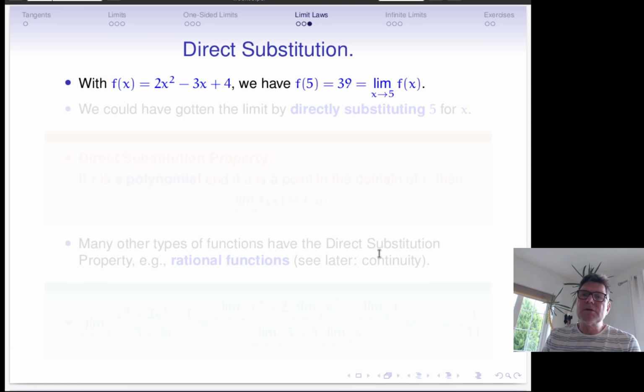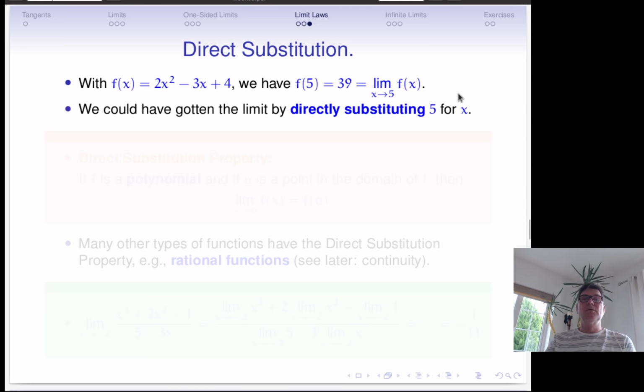If you think about it, what just happened is that at the end of the day, the limit laws forced us, or guided us, to simply evaluate the polynomial at 5. Now, with this polynomial, 2x squared minus 3x plus 4, it is the case that f evaluated at 5 is that number 39 we just found as the limit of f of x as x goes to 5. Here, we could have gotten this limit by simply calculating f at 5.